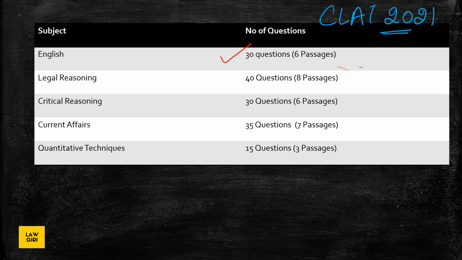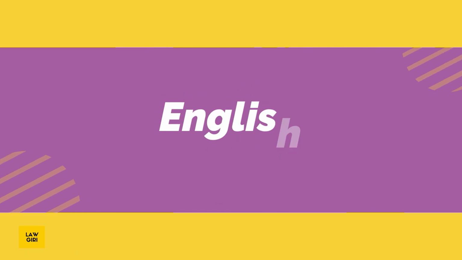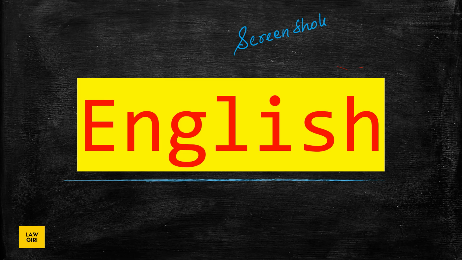English, there were 30 questions, 6 passages. Legal reasoning, 40 questions, 8 passages. Critical reasoning, 30 questions, 6 passages. Current affairs, 35 questions, 7 passages. Quantitative techniques, 15 questions, 3 passages. Okay, let's talk about English. So I'm going to share some screenshots with you that why I'm asking you to cover the topics and why I'm telling you to do it in a particular manner.